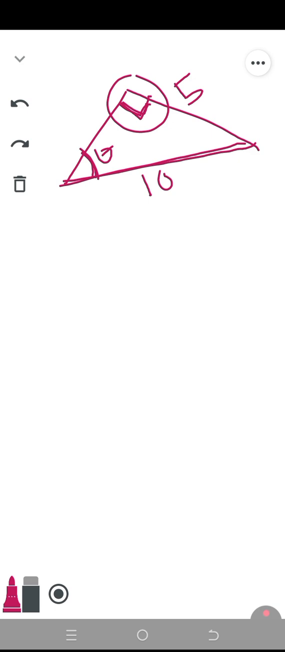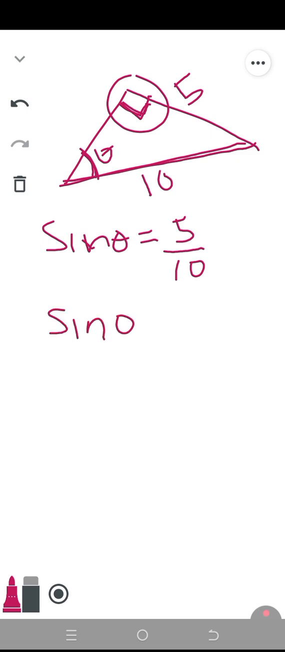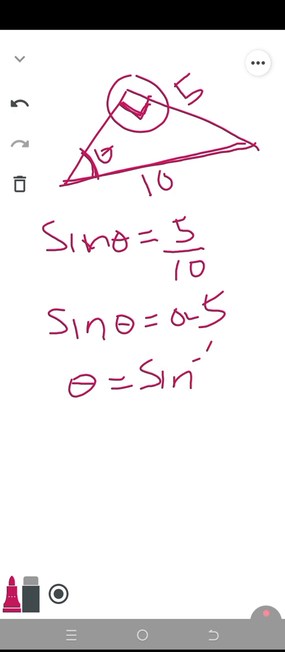Okay, so sine theta will equal opposite. What is opposite? 5, right? 5 over the hypotenuse, 10. Opposite over hypotenuse. So sine theta will be equal to 0.5. Okay. So what is theta? Theta will be sine inverse of 0.5. Is that correct? So theta will be 30 degrees. Do we get that now?